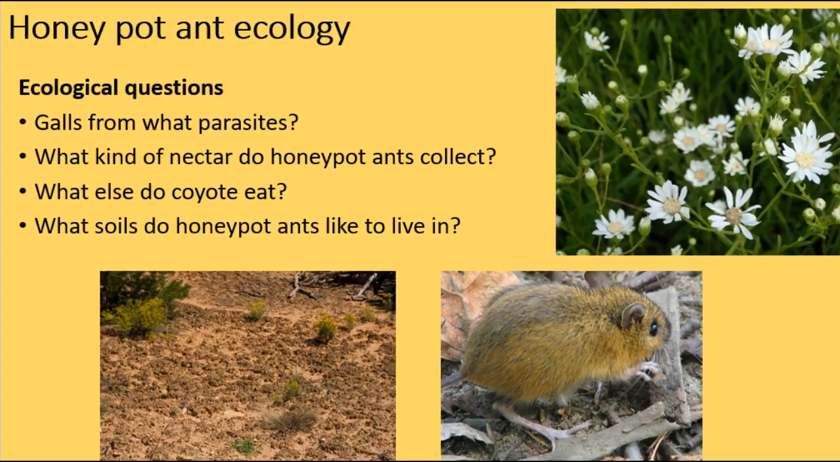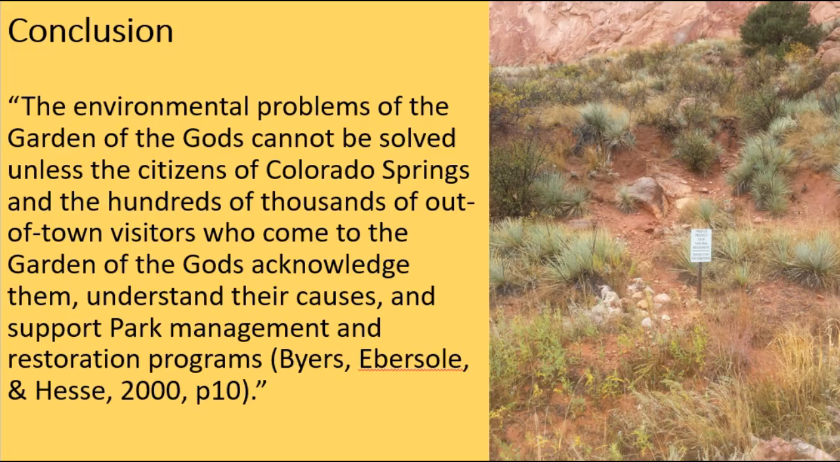Okay, and then we want to think about our food web and one of our top predators being a coyote. What do coyotes eat? Do they eat the jumping mice? And then finally, what kinds of soils do the honeypot ants like to live in? Maybe they prefer these microbiotic soils. So when we're thinking about ecology and our role as ecological monitors in the Garden of the Gods and elsewhere, we want to think about all of these questions.